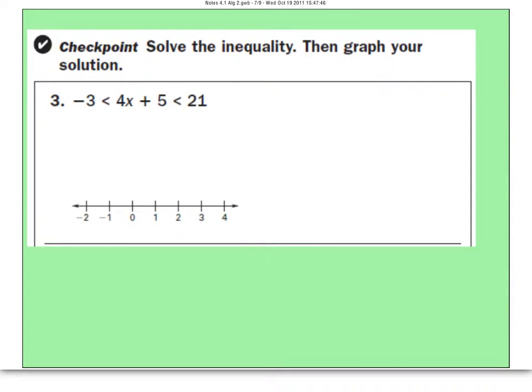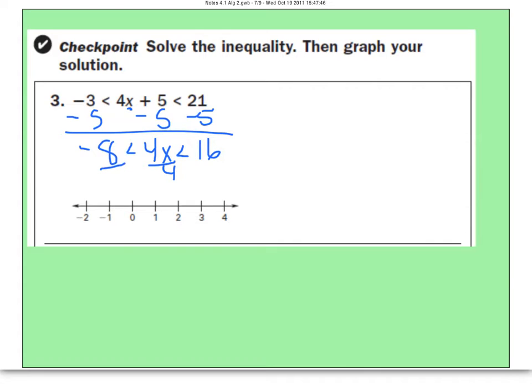Here's another example of a compound inequality, which is an and one. And when we graph this one on a number line, it's going to look like a continuous line. So again, to get x by itself, we first get rid of the plus 5, so minus 5 to both the right and left hand side. So we have negative 8 less than 4x, which is going to be less than 16. If we divide now everything by the 4, we're going to get negative 2 is less than x, which is less than 4. So because of these inequalities, both are open circles, one at negative 2, one at 4.